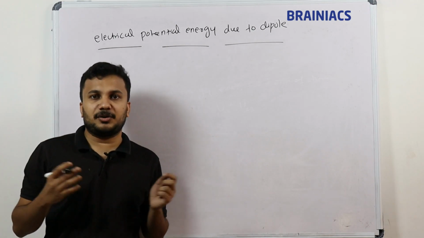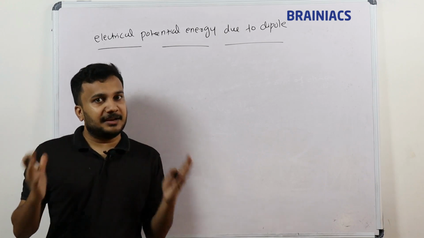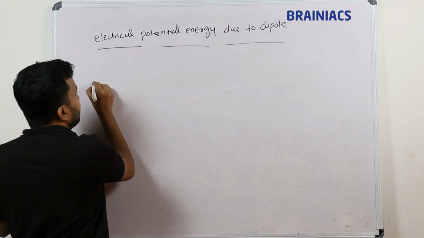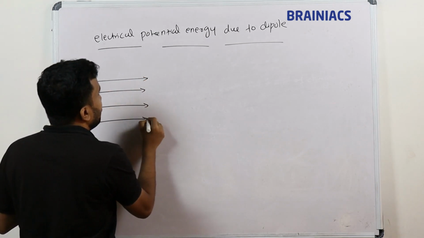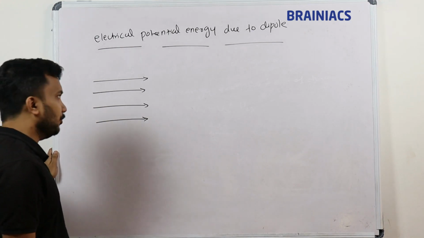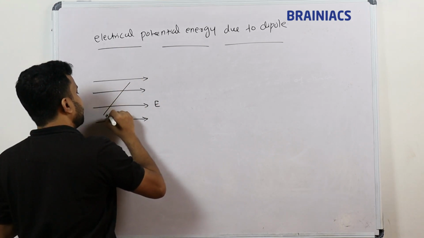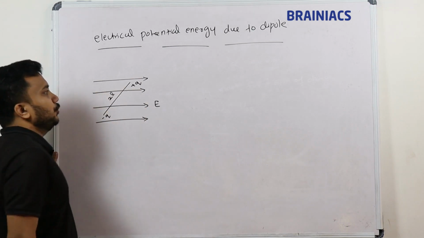So two equal and opposite charges are separated by a short distance. In that case, the dipole will have a certain potential energy. So we will consider an example: a dipole placed in a uniform electric field. This is the case. The electrical potential energy due to a dipole placed in a uniform electric field, with minus q charge and plus q charge separated by a distance of 2l.